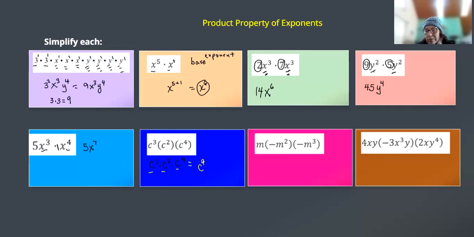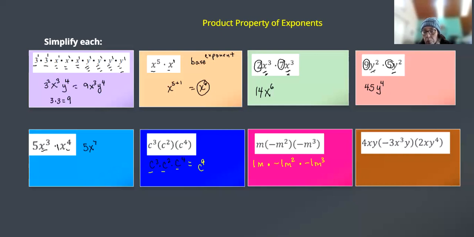Okay, what do we have in this next one? Remember, everything out front's a 1. So this is 1m times negative 1m squared times negative 1m cubed. Now, the negative is not squared, only the m's are. And in the other one, the m cubed, that negative is not cubed, it's just the m.